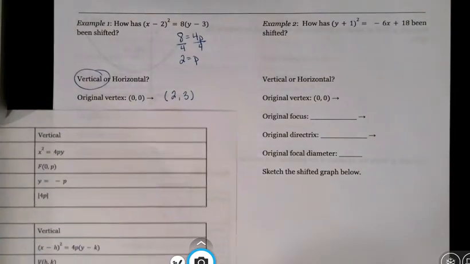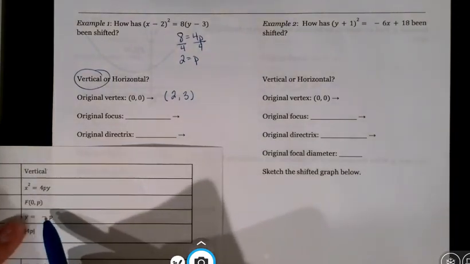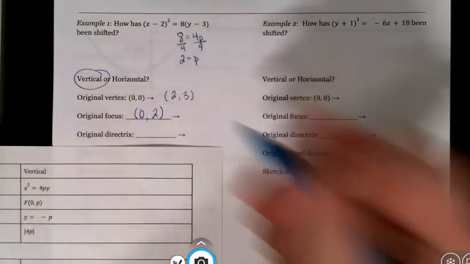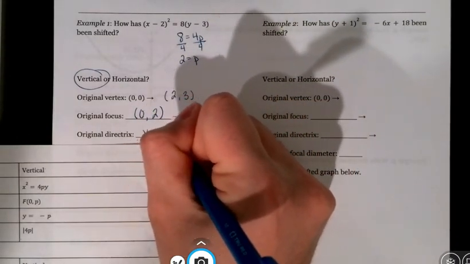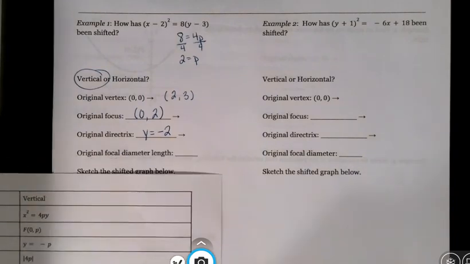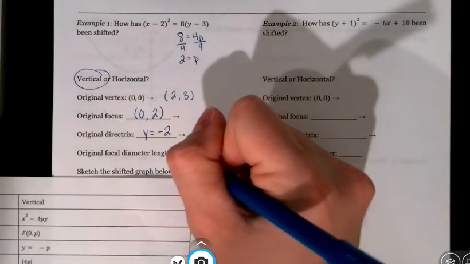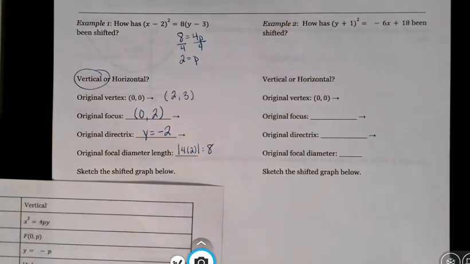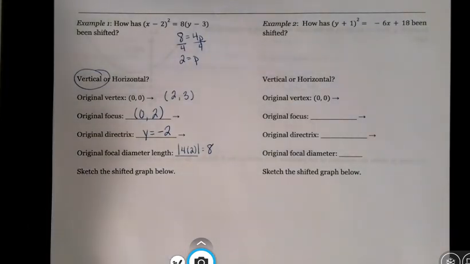I'm going to move my formula sheet. Now I want to figure out what my original focus was. My original focus is 0, whatever my p value is, and I found my p value was 2, so 0, 2. My original directrix is y equals negative p, so y equals negative 2. And then my focal diameter is the absolute value of 4 times p, so the absolute value of 4 times 2, which is 8.